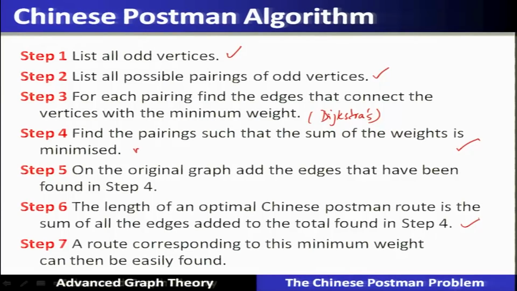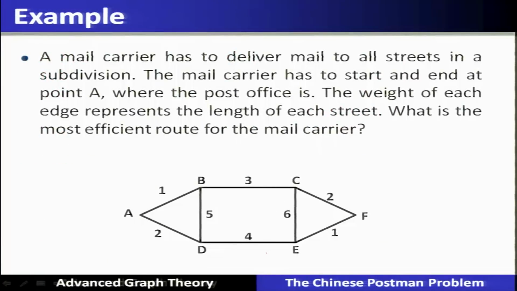Chinese postman route. Now, we have to find in step number 7 the actual route, means how the postman should traverse along the edges, so that it will incur the minimum cost in that particular route. The route corresponding to this minimum cost can then be easily found by tracing those edges starting from one point. Let us see this algorithm working through an example.